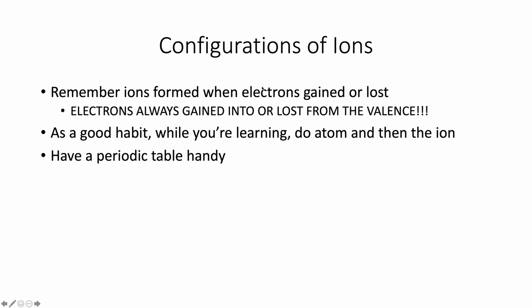So electrons are always gained into the valence or lost from the valence. That's why I wanted to make sure that you understood what the valence is. Remember, the valence is the energy level, not the orbital. It would be the outermost orbital within that energy level, but you know, the 4s and the 4p are the valence. So when you're writing configurations of ions, what you want to do is write the atom first and then the ion.